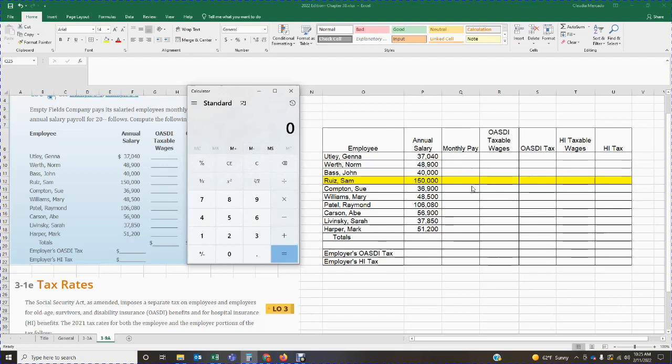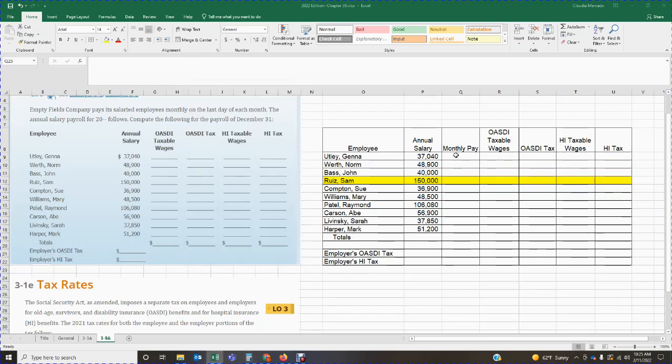The first thing we have to do is figure out the monthly pay for all of our employees. I'm going to do that for all of them at this point. How do we calculate the monthly pay? We are paying once a month, so we divide the annual salary by 12 months. That means every month, this is how much our employees are going to make. In this case, for Gina, it's $3,086.6666. We have to look at that third digit. It's greater than a 5, so we're going to round up to 3,086.67.